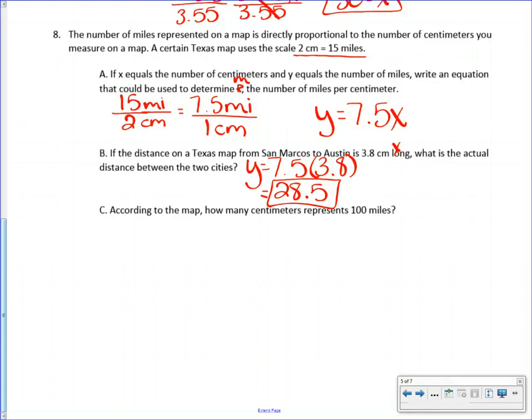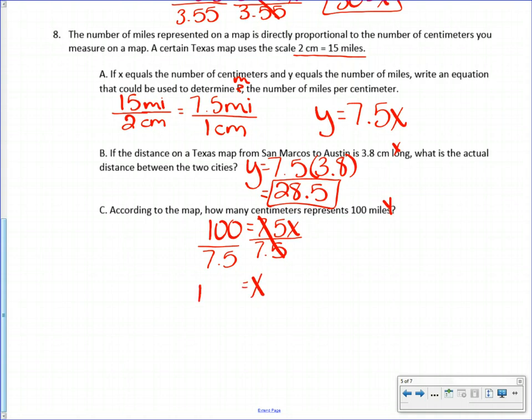Letter C, this time they gave us 100 miles. So because they gave us miles, we're going to substitute 100 in for y and solve for the number of centimeters, x. So divide by 7.5. X equals 13.3 centimeters.